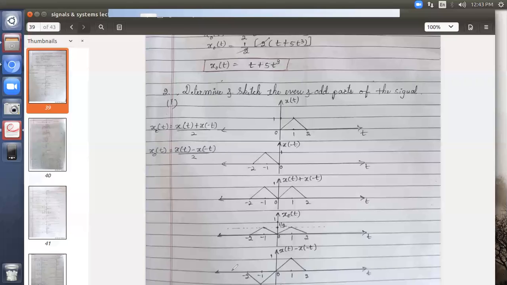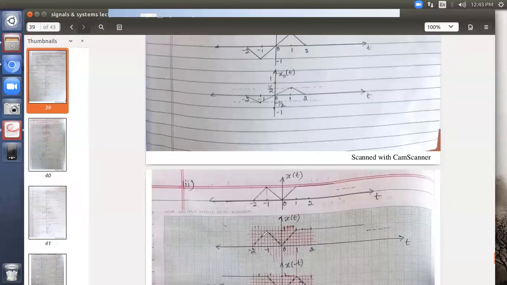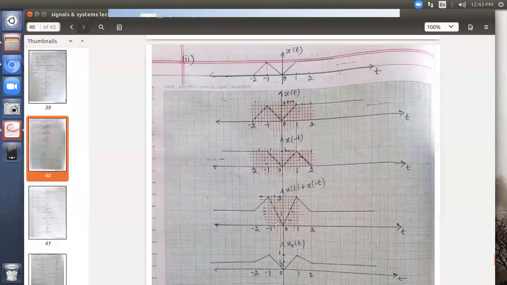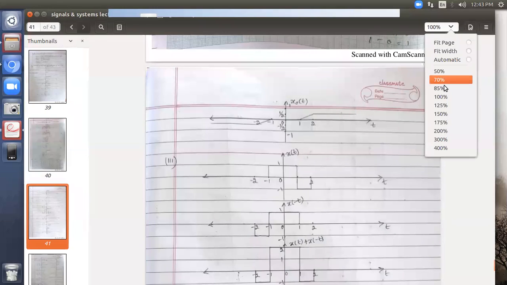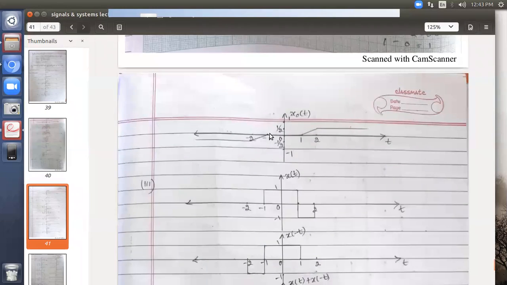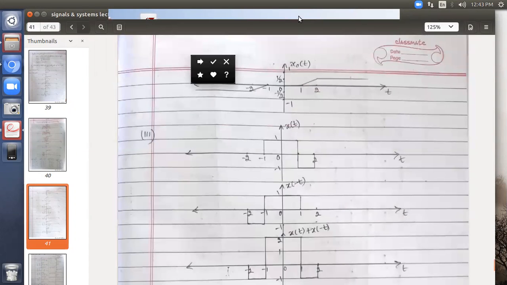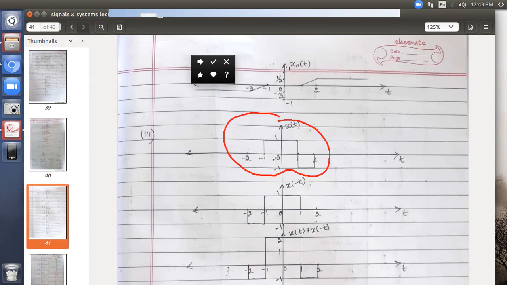We have already seen the first problem. The second problem was dealt with in the last session. Today, let us continue with one more problem. Let me zoom in a little bit so that it looks bigger. This is a signal x of t. If you observe, the signal range is between -2 and 2.